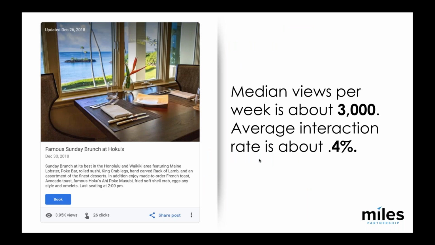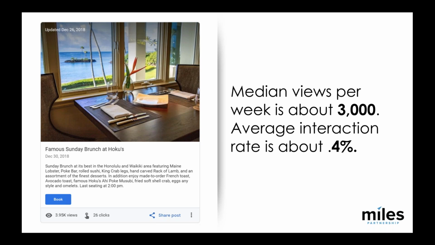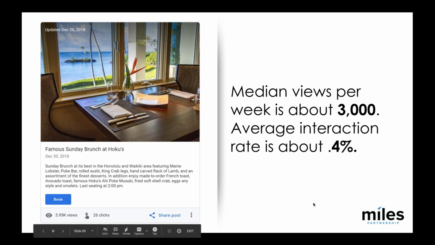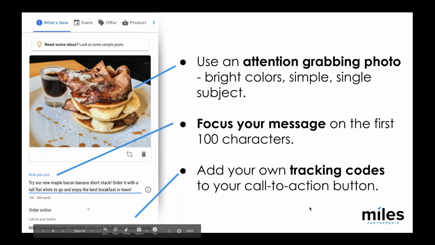Median views per week is about 3,000, and the average interaction rate is about 0.4%. So it is worth engaging with, seeing how you can repurpose content that you're already sharing out from Facebook and just getting more eyes on it within Google. What will happen is the post will appear wherever your business profile appears. And they actually have a lifespan of 7 days, so we'll get into that in a second.